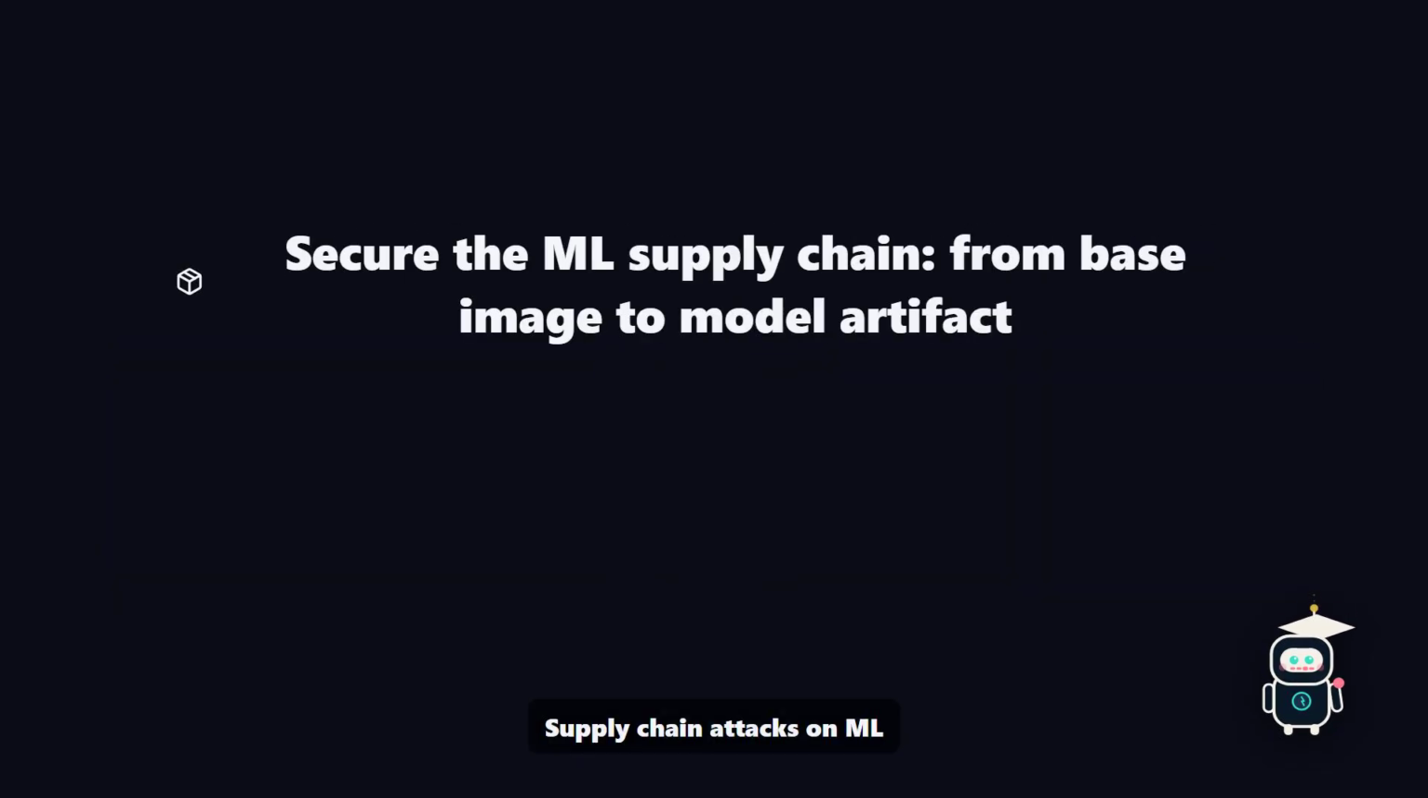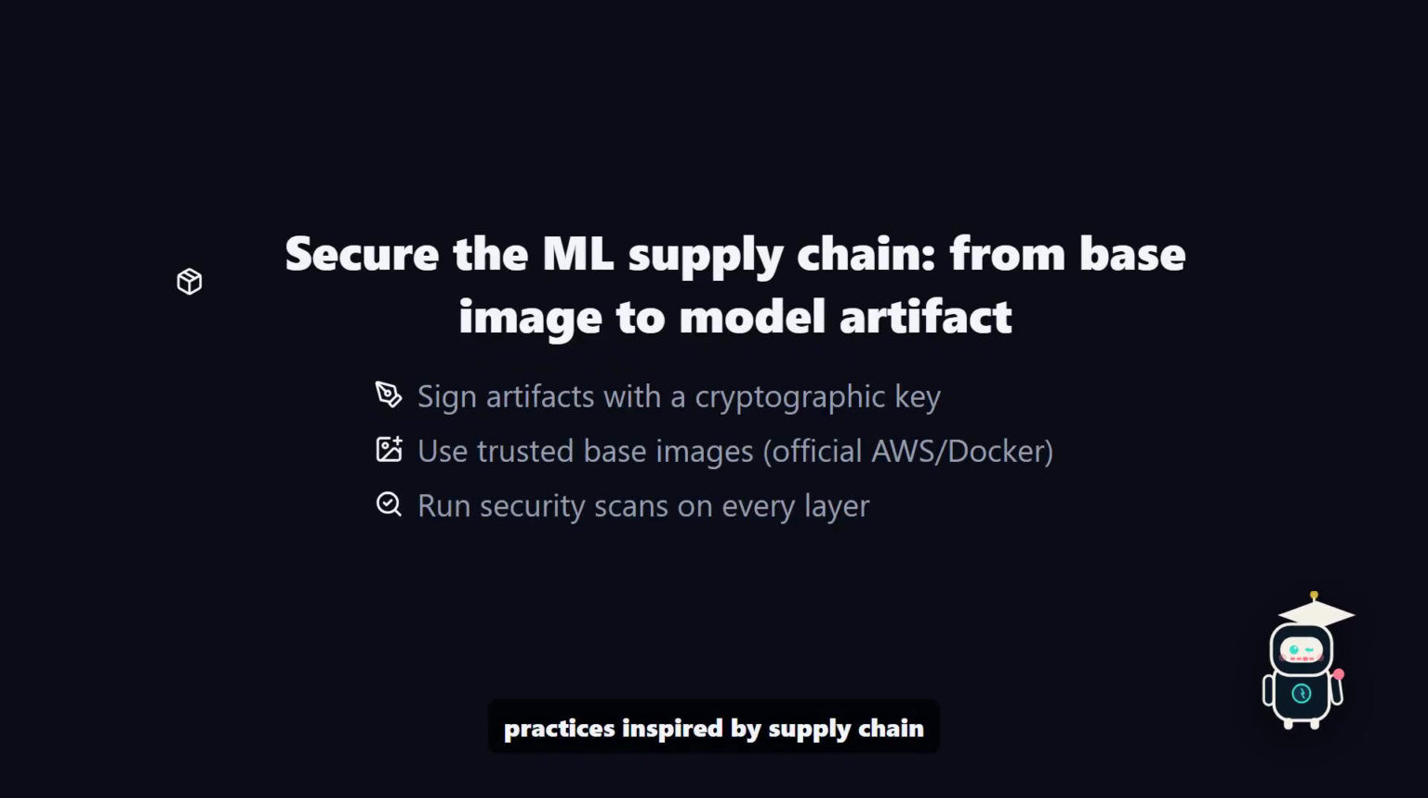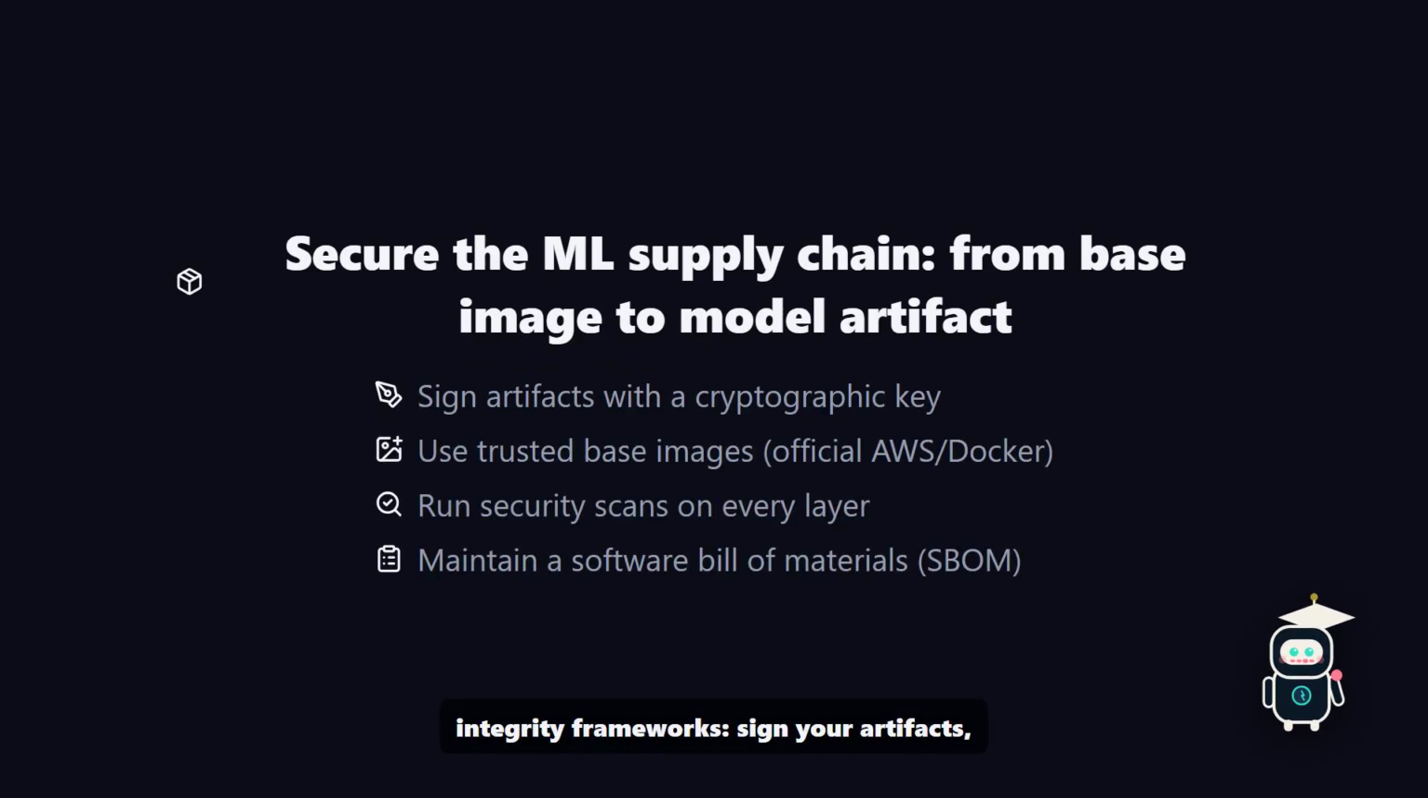Supply chain attacks on ML are real. Implement strong security practices inspired by supply chain integrity frameworks. Sign your artifacts, use trusted base images, run security scans, and maintain a software bill of materials. Artifact signing services and security scanning can help establish a provable chain of custody. That way, you know exactly what's in your model pipeline and who put it there.